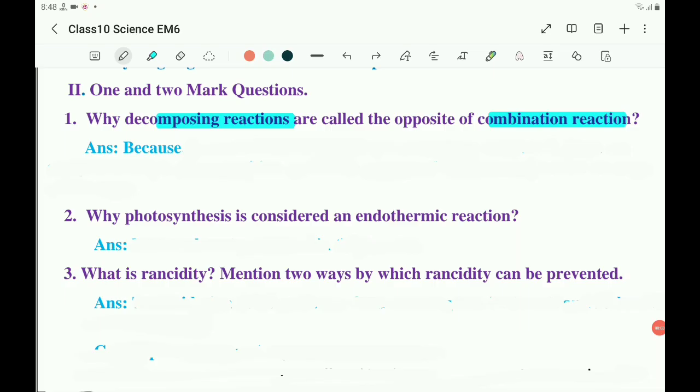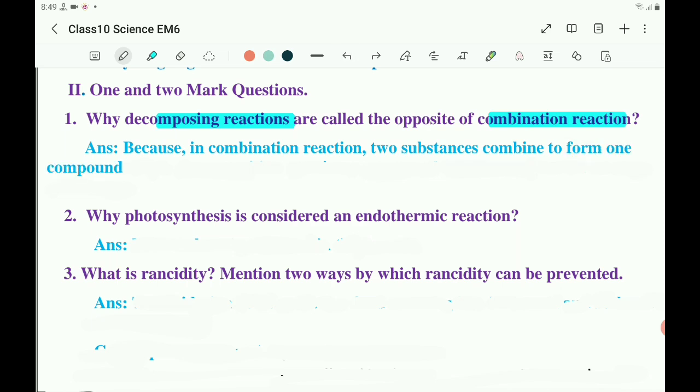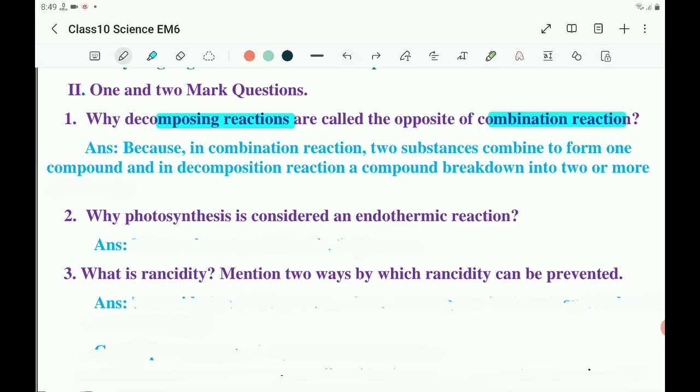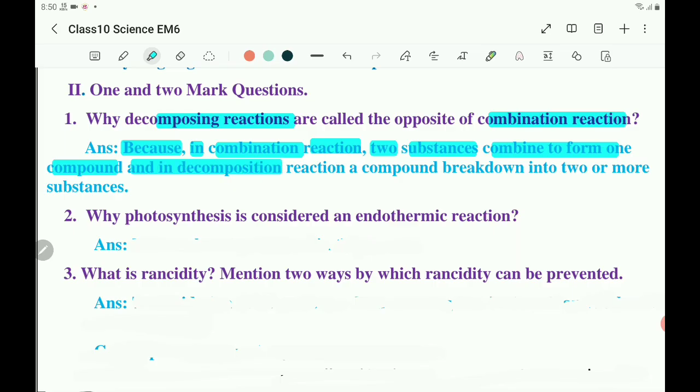Now the answer is: because in a combination reaction, two substances combine to form one compound, and in a decomposition reaction, a compound breaks down into two or more substances.